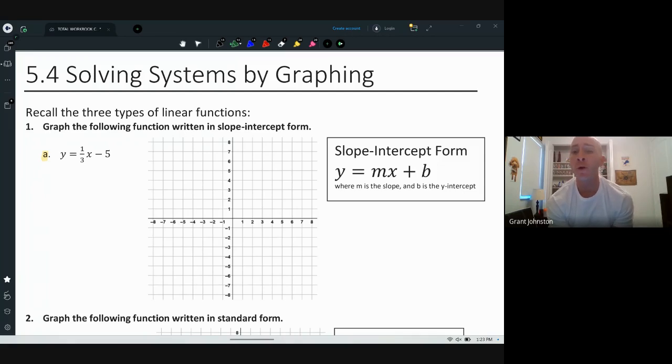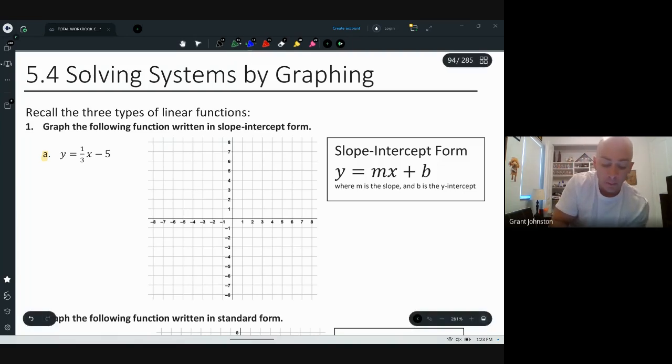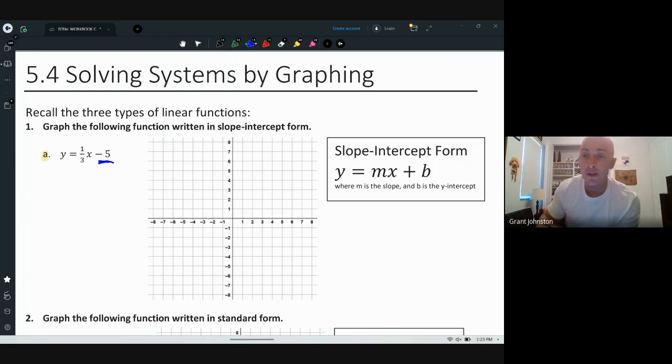Okay, so the first form that we dealt with was slope-intercept form, which is written in the form of y equals mx plus b. So remember, this is our b value, which represents our y-intercept. So on this, our y-intercept is -5. And then our slope is 1/3, meaning we're going to go up 1 to the right 3. It's a positive 1/3. And that's slope-intercept form.